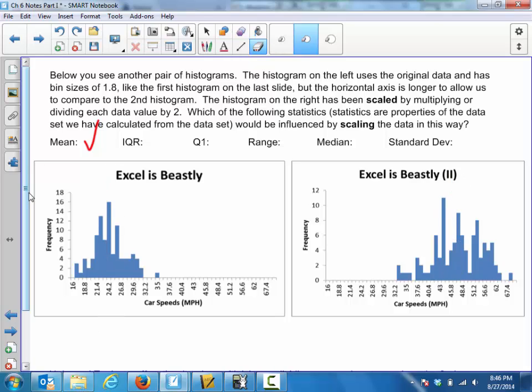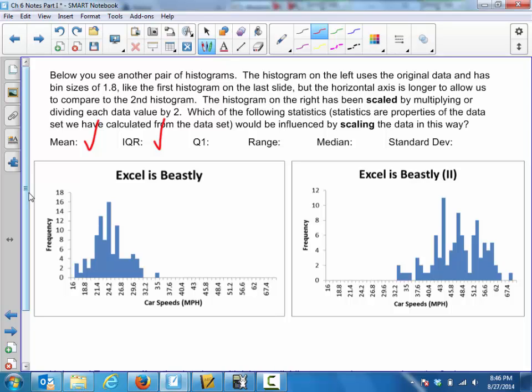Would the IQR change? Yes, the IQR as a measure of spread would also change. Notice that the distribution on the right is more spread out. It should be about twice as spread out as the distribution on the left. Is it that? No, maybe not. Maybe the bins are off by just a little bit, but it should be about twice as spread out. So the IQR has been changed.